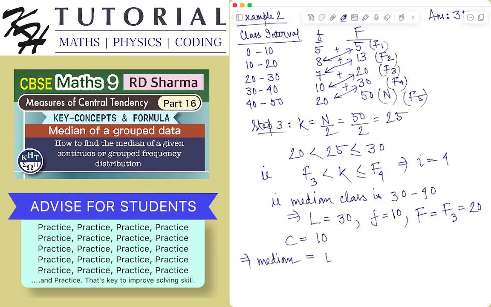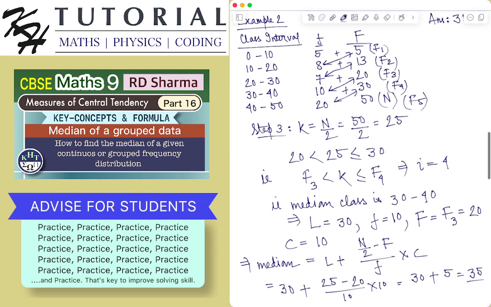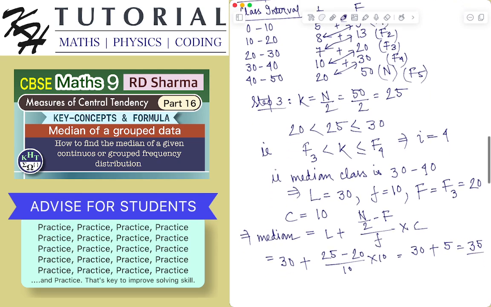is equal to L plus N by 2 minus capital F, whole divided by small f, multiplied by C. So this is equal to L is 30 plus N by 2 was 25, capital F is 20, small f is 10, multiplied by 10. This is equal to 30 plus 5, which is 35. So the median is 35. Let's see the last problem.